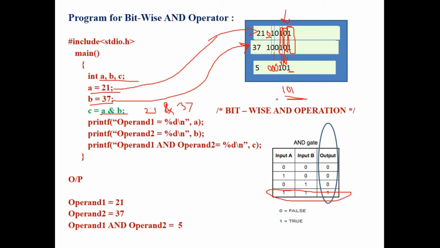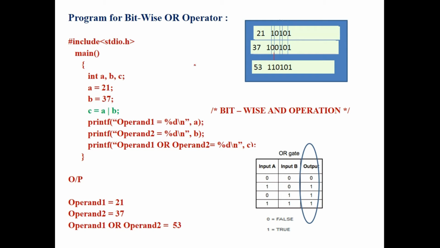Now while displaying the output, you will not get 101 as the result of this operation, that is, C is not equal to 101. Instead, the value gets converted into its decimal by the compiler itself, and its representation is the number 5. So 5 will be stored in C. So for operand 1 AND operand 2, you will get the value as 5.